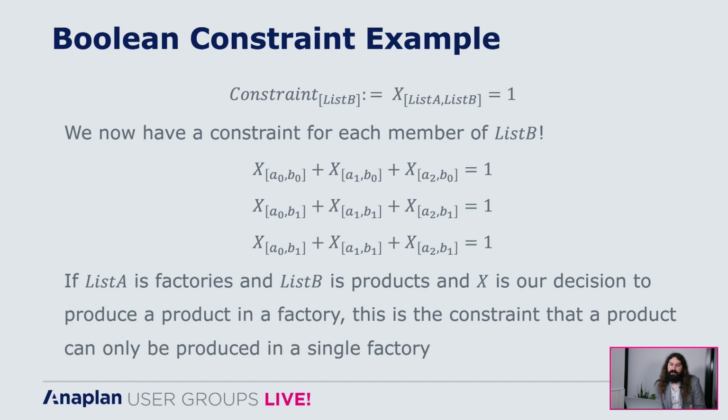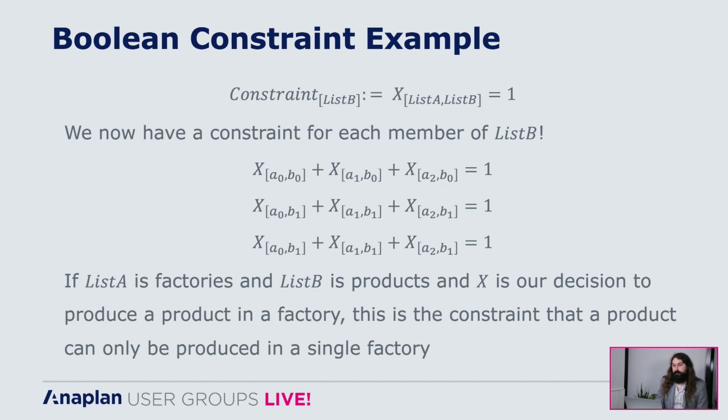And this constraint could be used to model something like production. Say that we can only produce a good in a single factory. Or we could model something like demand, that we can't produce a good more than once, for example.